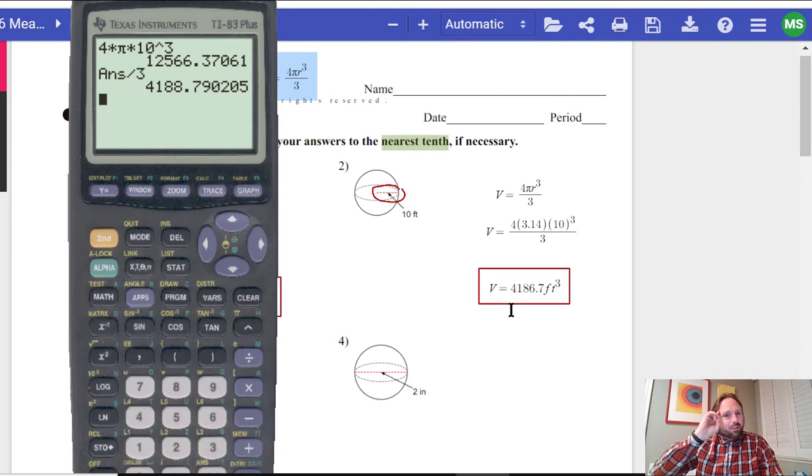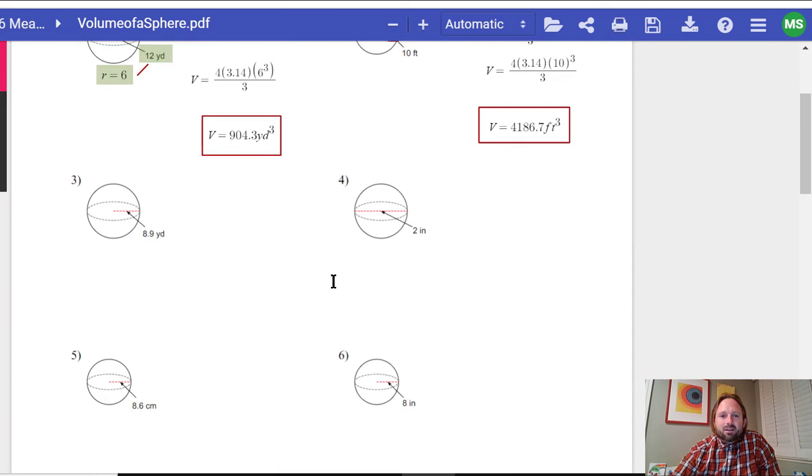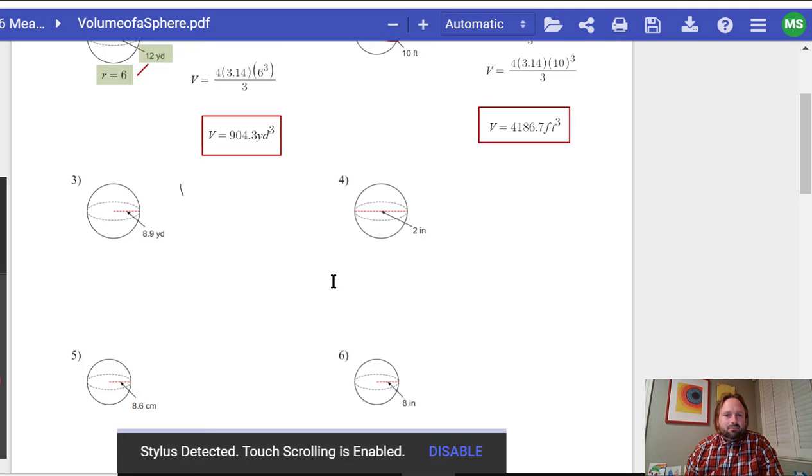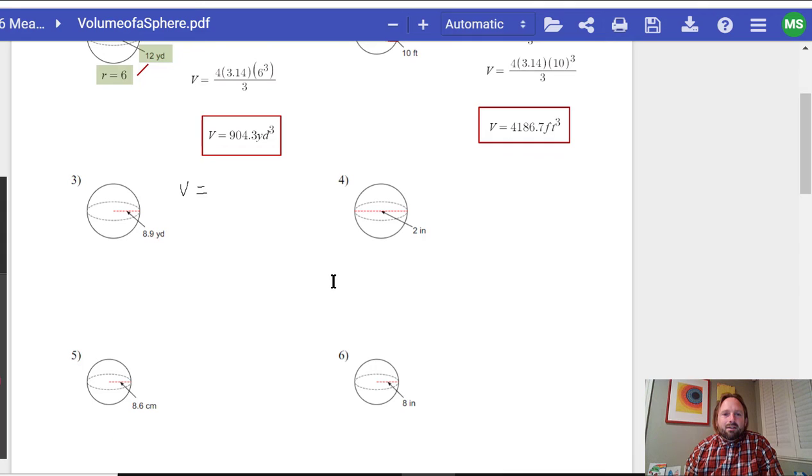All right, we're going to do 2 problems for you together now. So here we go. Question 3. We see that it gives us the radius. First off, I have to write up my volume formula for a sphere. My volume for a sphere is 4 thirds pi times the radius cubed.